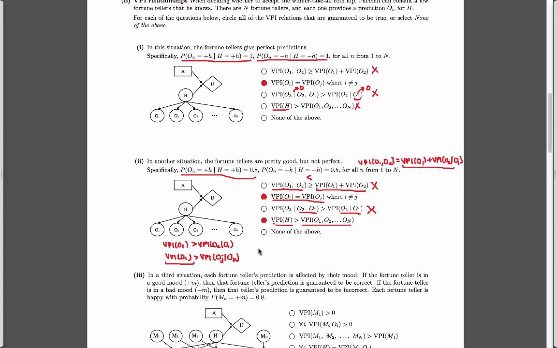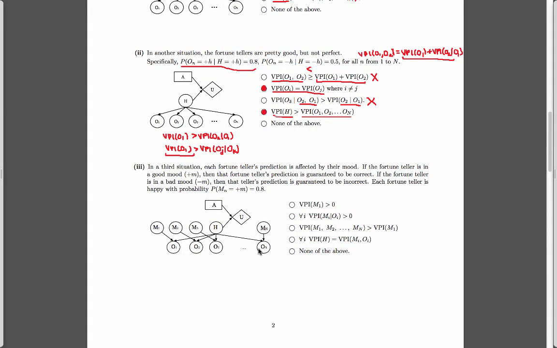Now let's move on to question 3. This case is slightly different, and we have some new variables M, and each of these M variables is the mood of the fortune teller. If the fortune teller is in a good mood, then the fortune teller's prediction is guaranteed to be correct. If the fortune teller is in a bad mood, then the prediction is guaranteed to be incorrect. You have some prior on their mood, namely that they're going to be happy with probability 0.8. And these fortune tellers are the same as in part 2, in that they do not make perfect predictions. So let's look at this first case.